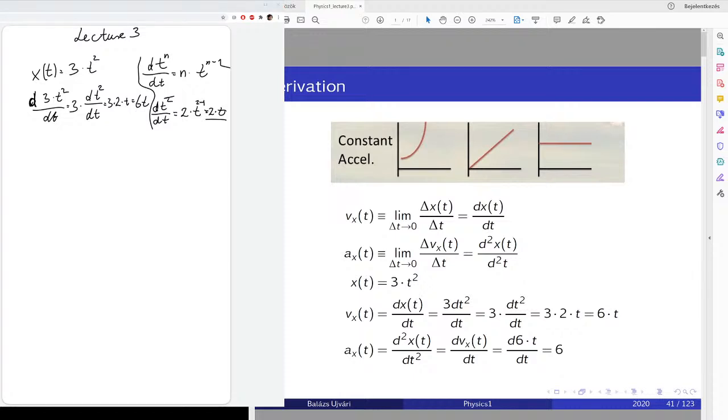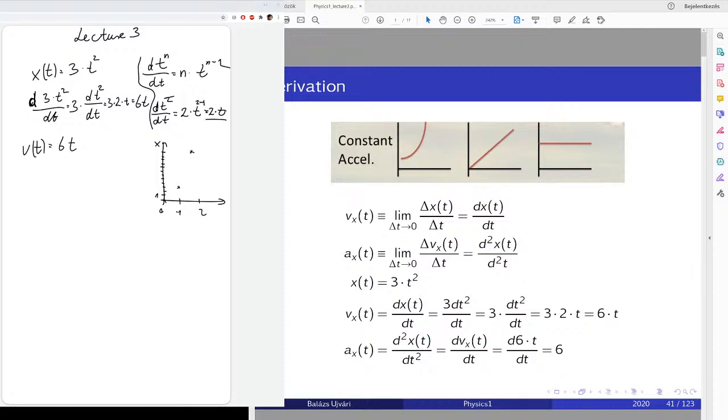Alright, what does it mean? How the velocity depends on t: this is 6t. If you create a graph of x(t), this 3 times t squared, let's pick some values like 0, 1, 2. At 0 we are at 0. At 1 we are at 3. At 2 we are at 12.